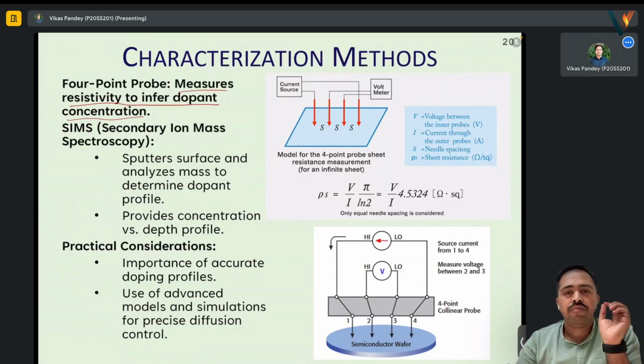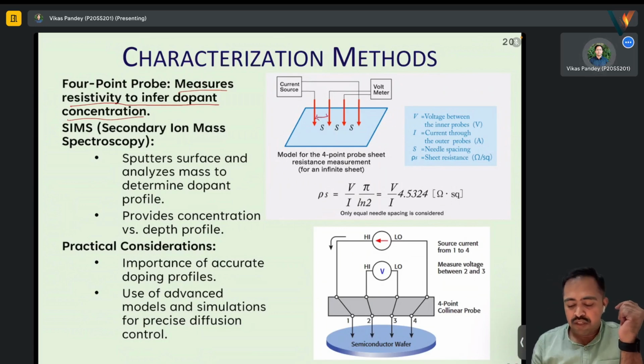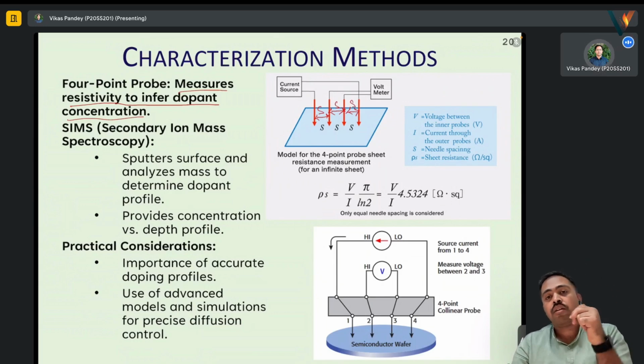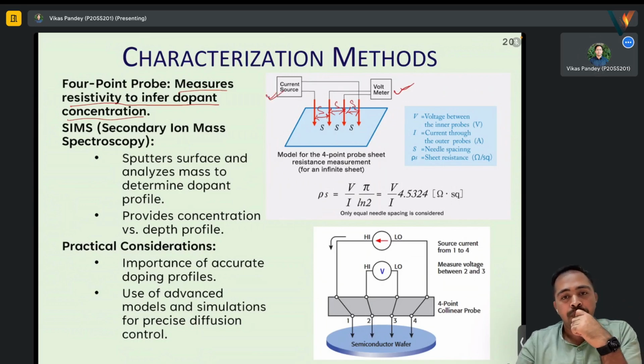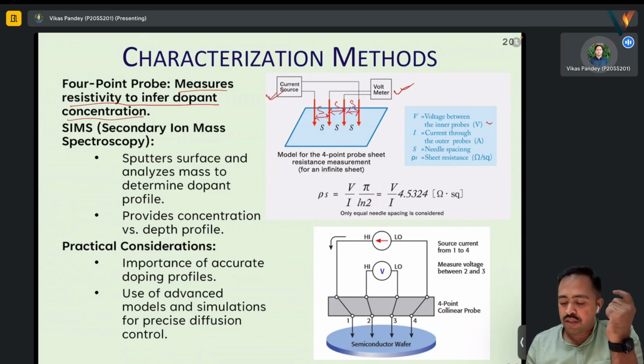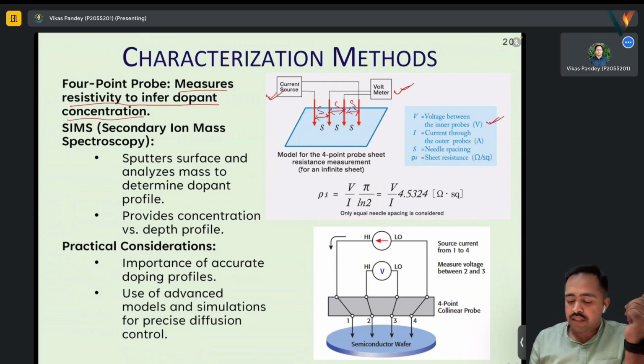It is a simple four-probe setup: four electrodes at some specific distance, say S. All of them have the same spacing. The two inner electrodes are connected to a voltmeter, and the two outer electrodes are connected to a current source. If a voltage V is measured between the inner two electrodes, there will be some current through the outer probes, and that is I.